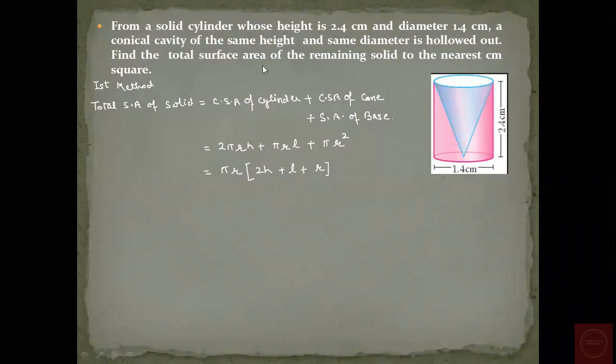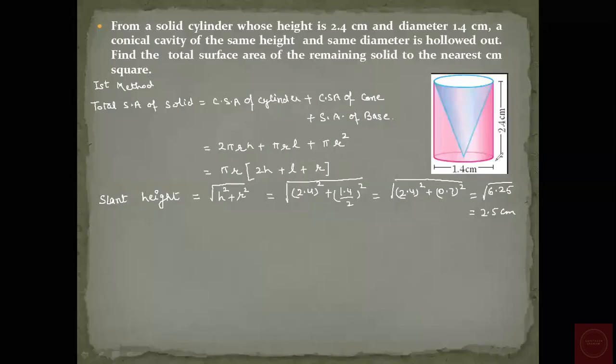The diameter is given to us, right? 1.4 centimeter. So radius will be its half. So we have all the values. Just first find the slant height. So we can write it as, now you can see here we have found the slant height as the square root of h square plus r square, that is equal to 2.4 square plus radius, that is the diameter half, 0.7, and after solving it we get a slant height of 2.5 centimeter.